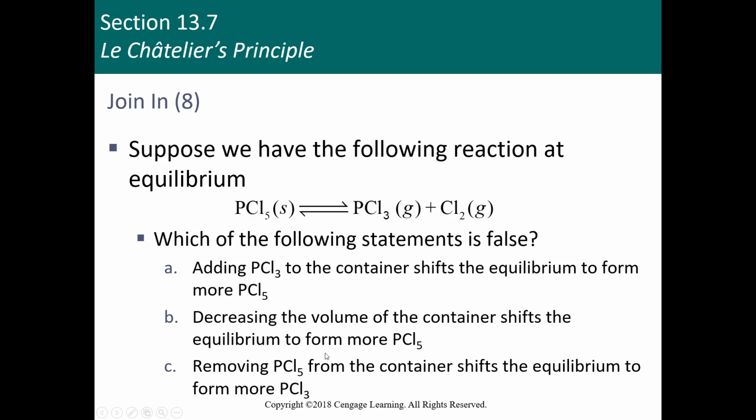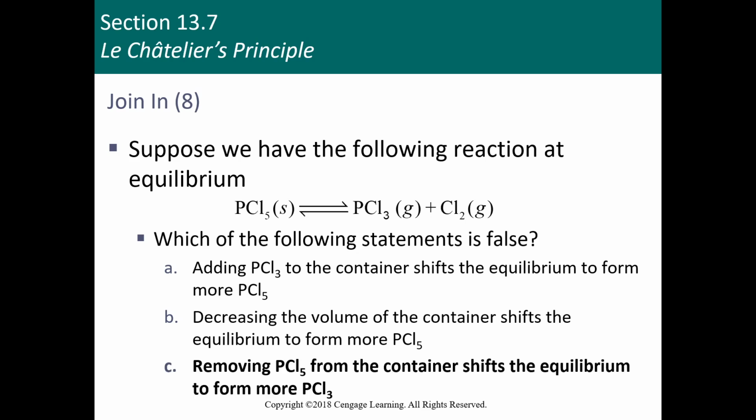C. Removing PCl5 from the container shifts the equilibrium to form PCl3. Ooh, these are gases. That's a solid again, isn't it? So does it really matter how much of this we have? Not really, does it? And so yes, it is C. It is false.